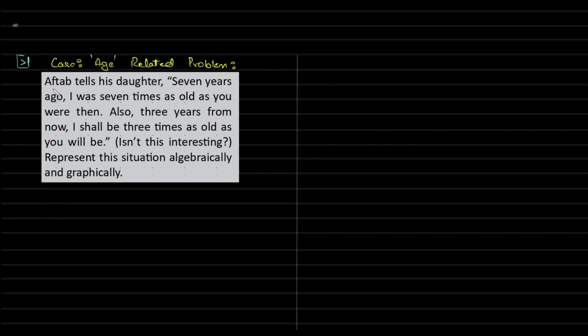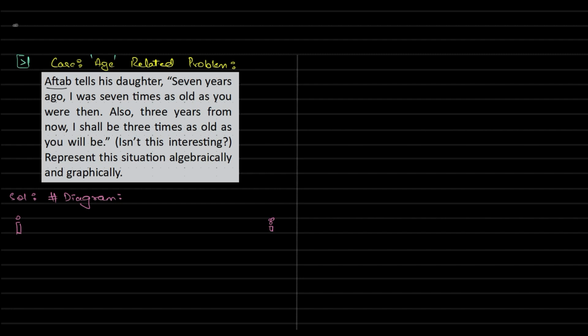Let's read the question. Aftab, so we have a person, tells his daughter. So we have two characters. Whenever you start doing any age related problem or any word problem, to be frank, a diagram is a must. So now we are looking at a person and the daughter.